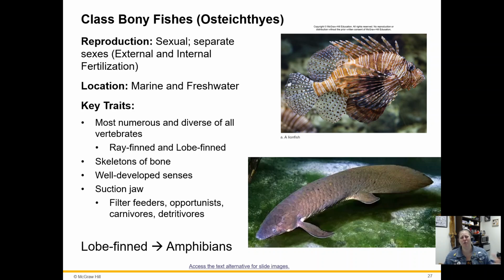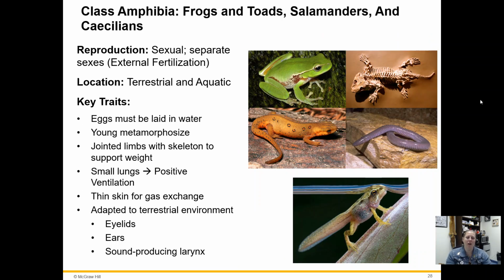Like just a huge diversity within this classification of organisms. And if you've ever seen a fish tank or gone to the fish store, you know that the species we have are just outnumbering anything else. Okay? Our first group of tetrapods.